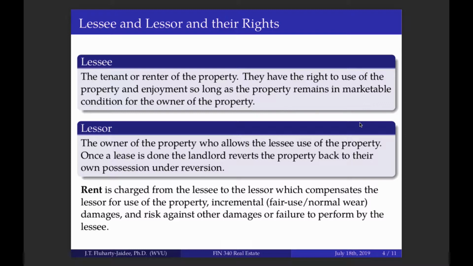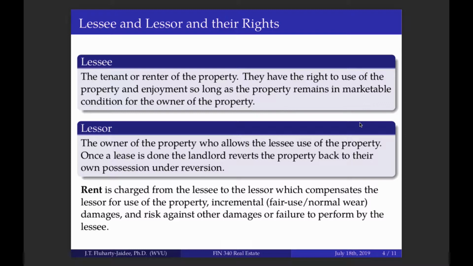So if the landlord expects to incur approximately $1,000 of depreciation of home value due to maintenance and wear and tear per year, they would want to take $1,000 divided by 12 and add that onto the rent amount that they will charge the lessee. And this will compensate them for incremental damages.